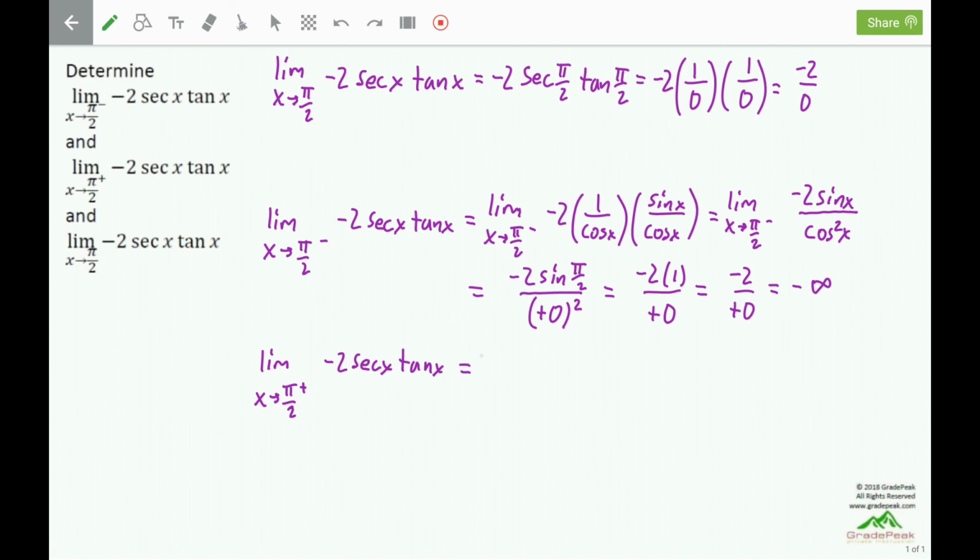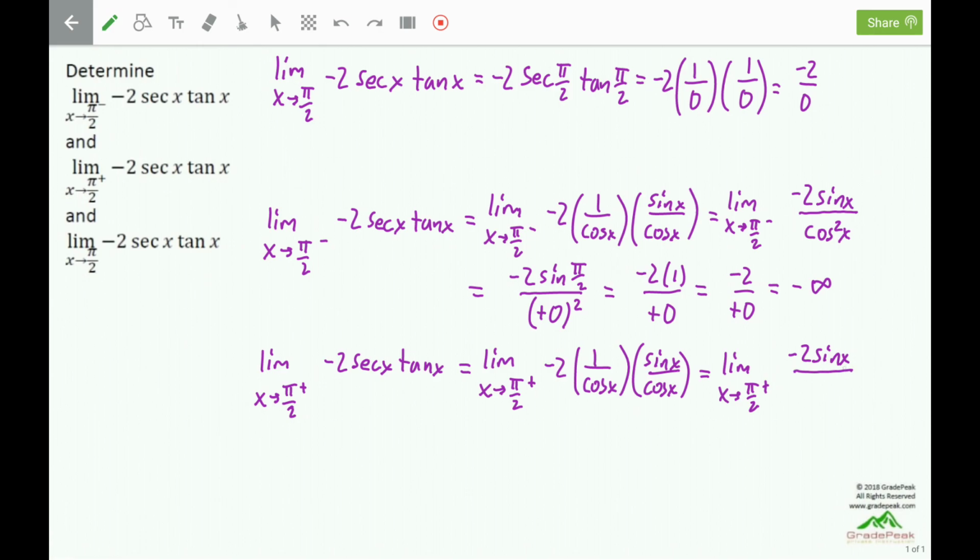The right-sided limit will work out in a similar fashion. Start by renaming secant as 1 over cosine and tangent as sine over cosine, so that we can see the denominators that are making 0. Multiply all the numerators, multiply all the denominators. The result will be the same as the left-sided limit. But it will analyze a little bit different here.